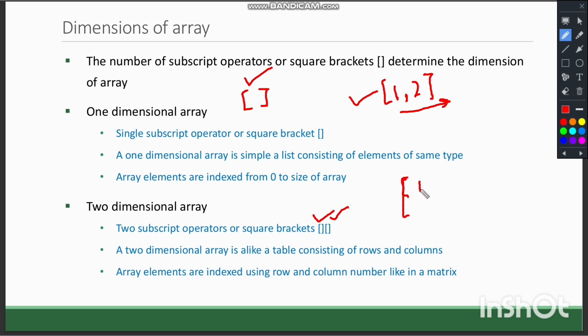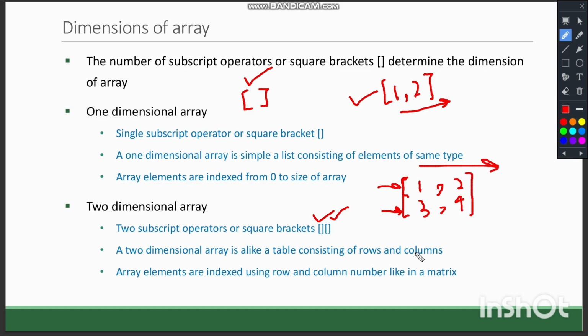In two-dimensional arrays we have two rows, I mean 1 2 and 3 4, and so on. Don't forget to write commas between these. In two-dimensional arrays we have two rows and unlimited columns; the columns are always unlimited, and you can write as many columns as you want. A two-dimensional array is like a table consisting of rows and columns, just like a matrix, if you are familiar with element indexing using rows and columns in a matrix. So this was about arrays.